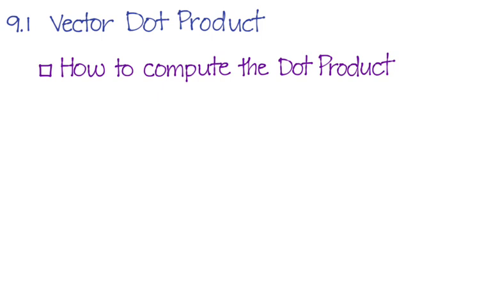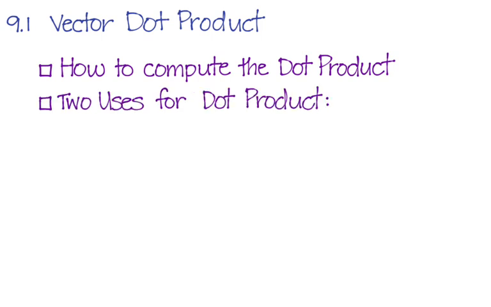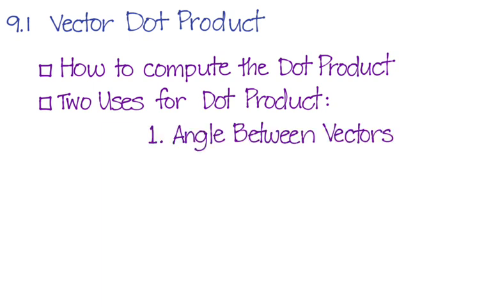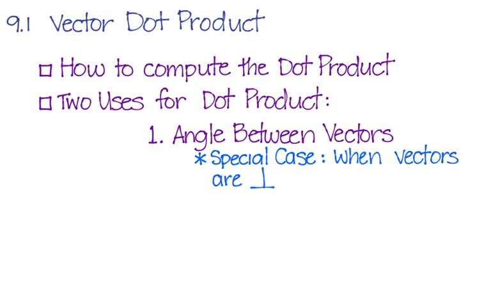It's an operation we use to find meaning, and that's the other part of our lesson, which is the two uses for this dot product. Why do we need to know how to compute the dot product? Well, one of the uses is to figure out the angle between two vectors, and especially a special case where we specifically want to know if the vectors are perpendicular. But there's another word we're going to use with vectors, and that is orthogonal.